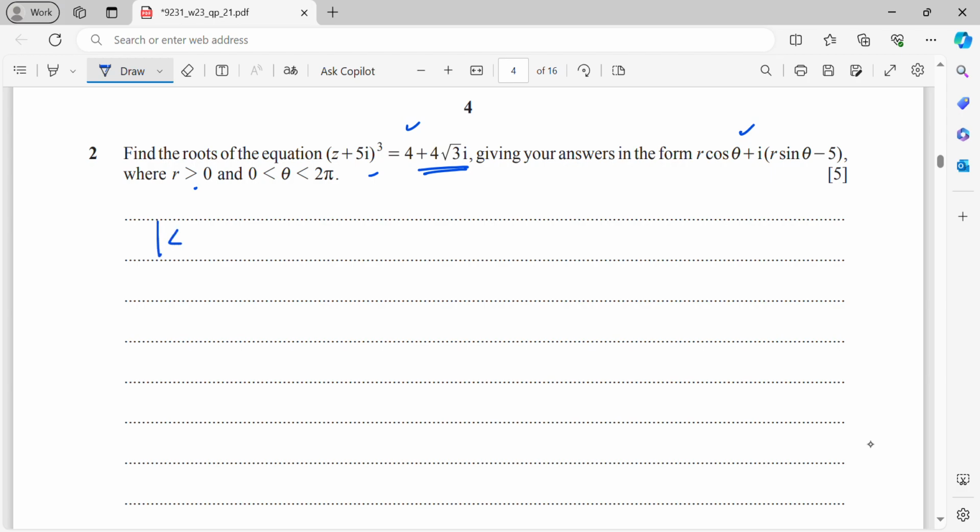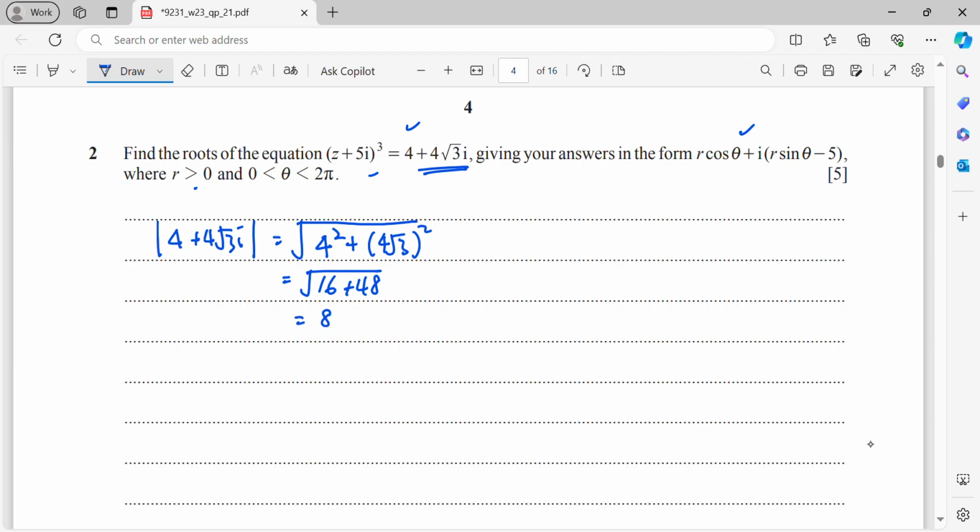Right, so the modulus. So the modulus of the complex number is basically the square root of real squared plus imaginary squared. Therefore, you will be getting the square root of 16 plus 48. This is 64. Therefore, the square root of 64, I get 8.